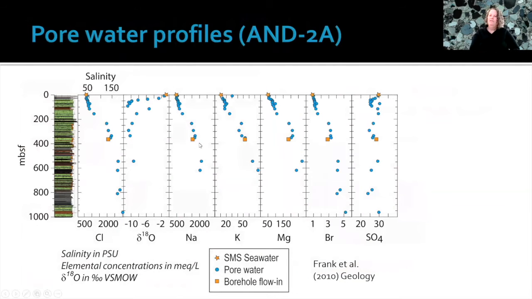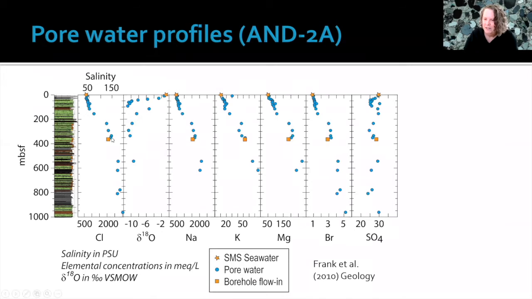Here are pore water profiles from the ANDRILL core. So here's the graphic log of the ANDRILL core. The first profile here is salinity. I note that the orange stars in this diagram denote local seawater composition. If we start with salinity, you can see the upper part of the core, the pore fluids are close to seawater salinities. But when we get to a depth of below 200 meters below seafloor, there's a great increase in the salinity. And in fact, the pore waters reach salinities approaching six times that of seawater.